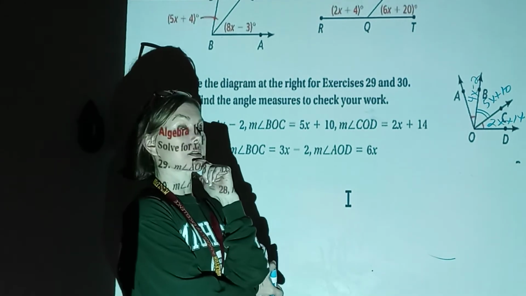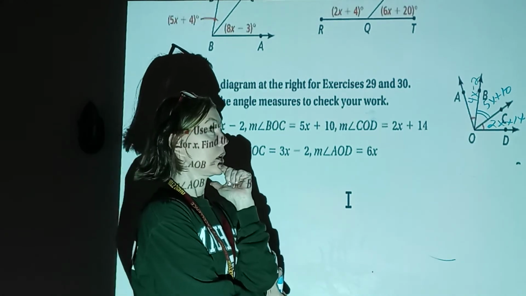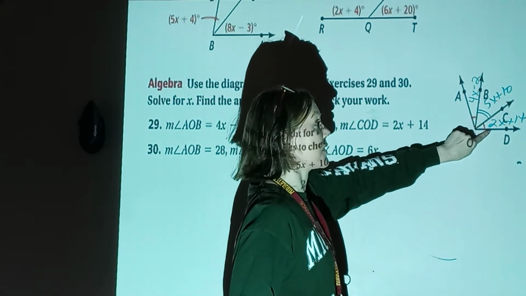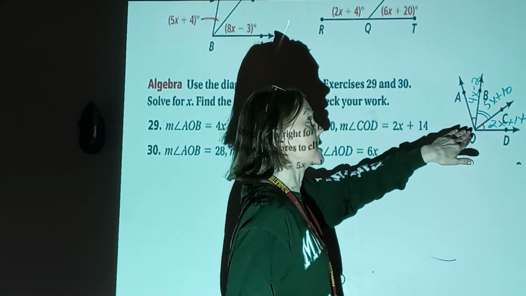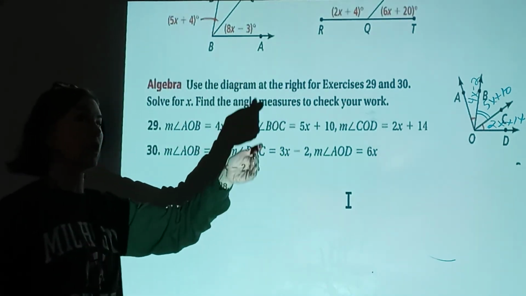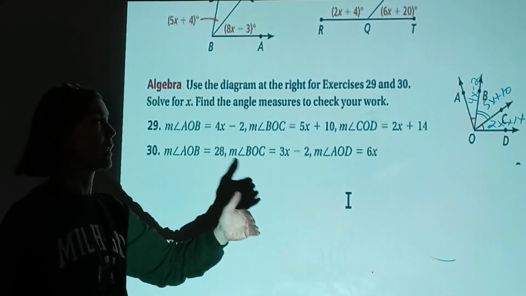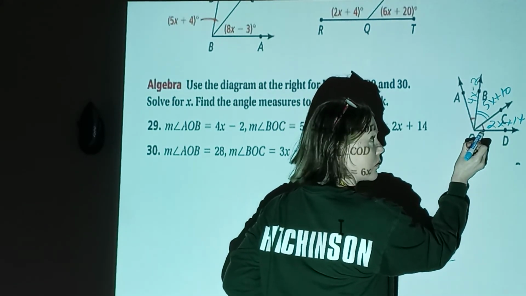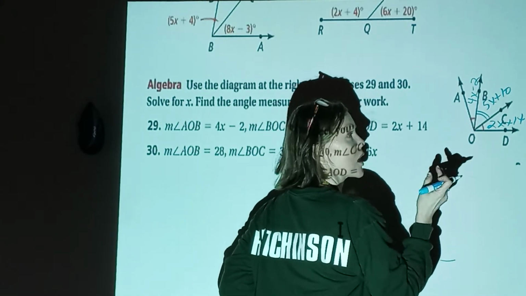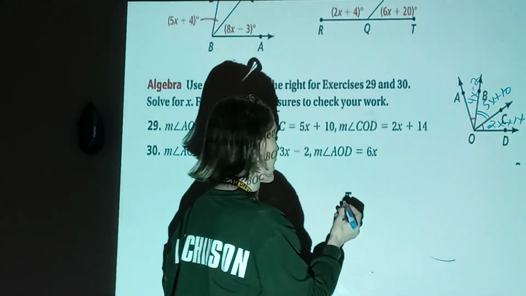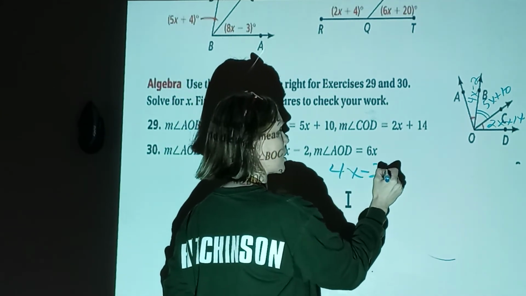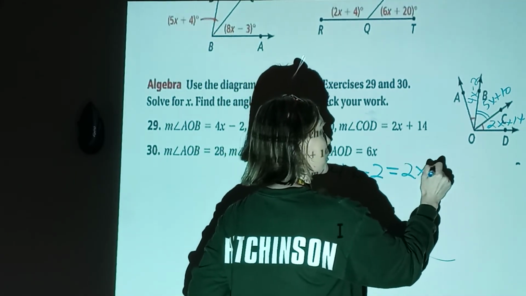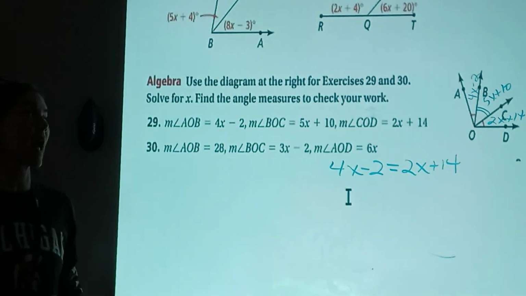So we have to solve for x. How would we do that? This angle is 4x minus 2, this angle is 5x plus 10, and this angle is 2x plus 14. But what is the clue in the figure that would tell you how to solve for x? Congruence. Yes, this angle is equal to this angle. So we set them equal to each other: 4x minus 2 equals 2x plus 14. Now we just solve for x.